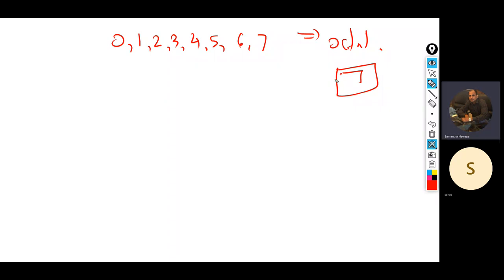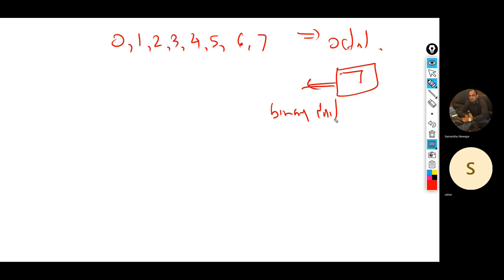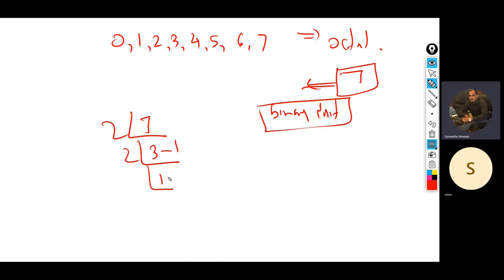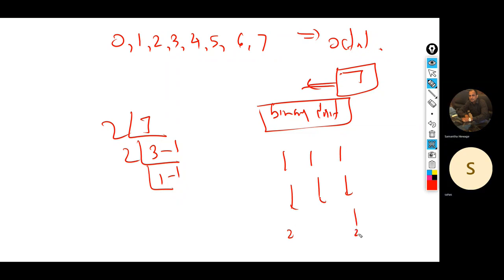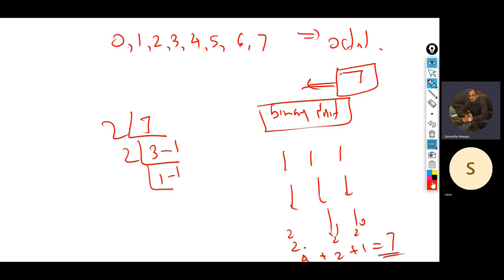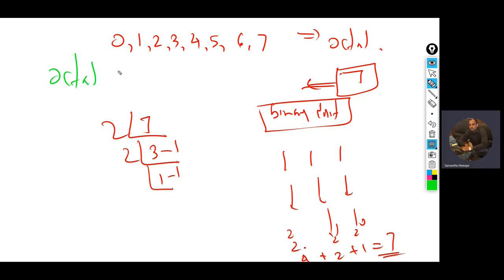To represent this 7, how many binary digits do you need? Look at powers of two: 3. When it is 1 1 1, the value is 7: 2 to the power 2 is 4, 2 to the power 1 is 2, 2 to the power 0 is 1, total 7. Octal one digit, remember well: you have to represent it from 3 digits in binary, not 4 digits. 3 digits in binary. Got it?